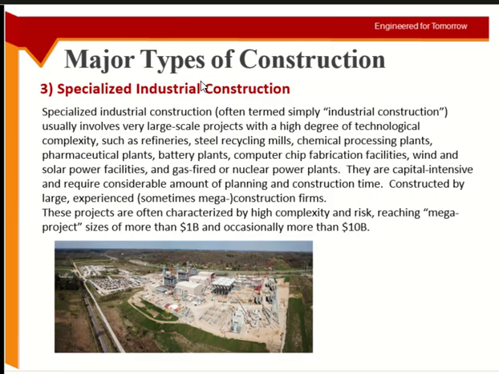So they have high technical complexity. For example, there are some examples given of industrial projects: oil refineries, steel mills, chemical processing units, pharmaceutical units, battery plants, anything which is manufacturing, computer chip manufacturing, wind and solar power facilities, and any type of power plants. Any big industry example you can give me for Bahrain? Alba, right? Anything else?